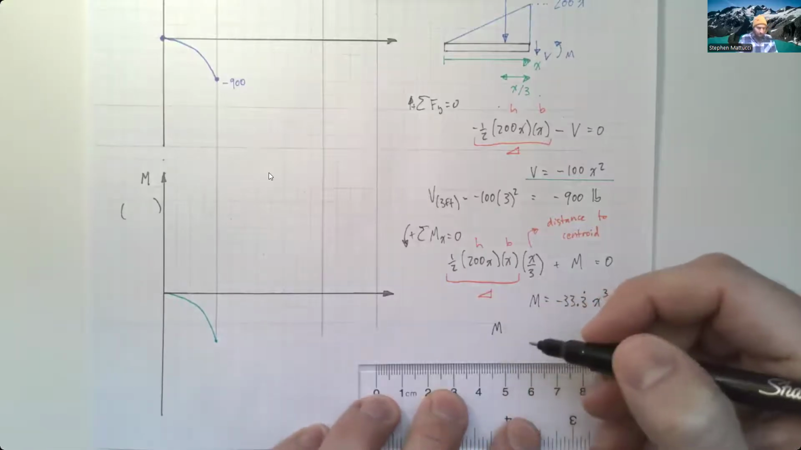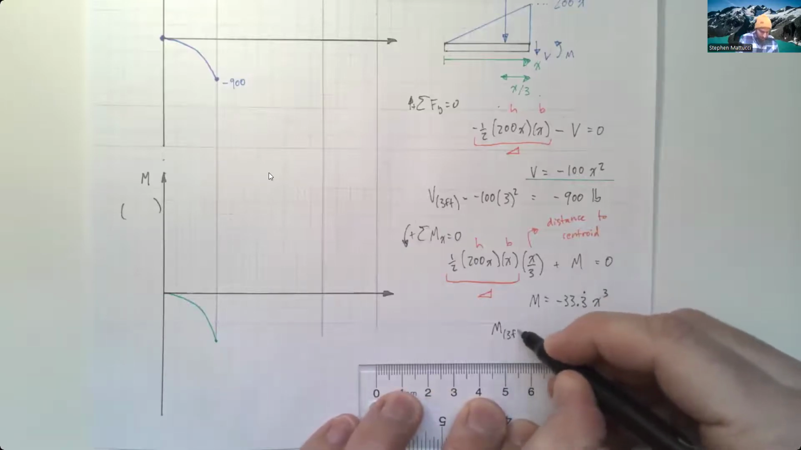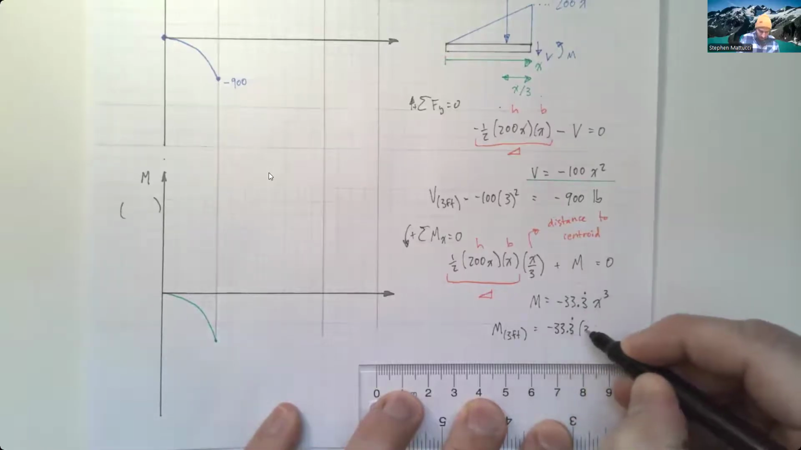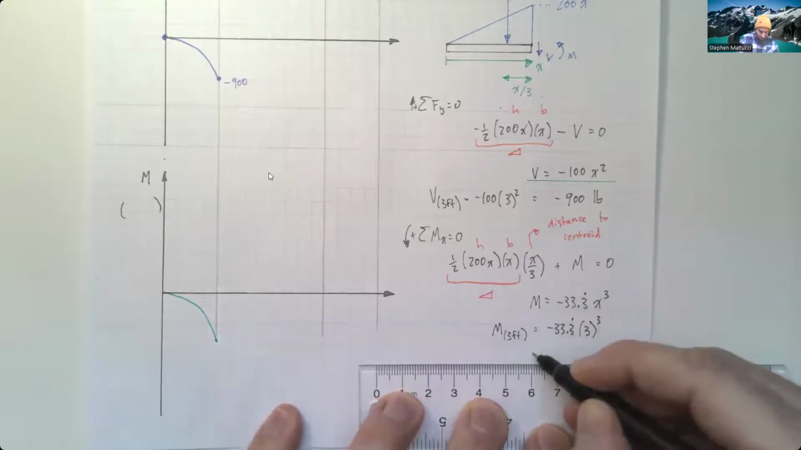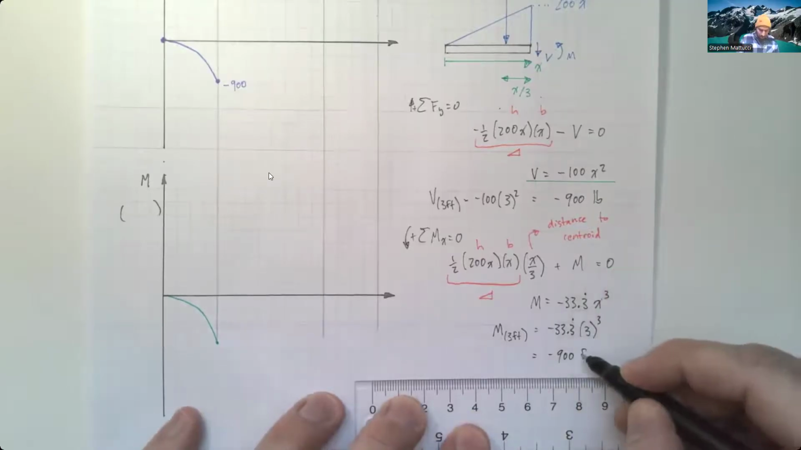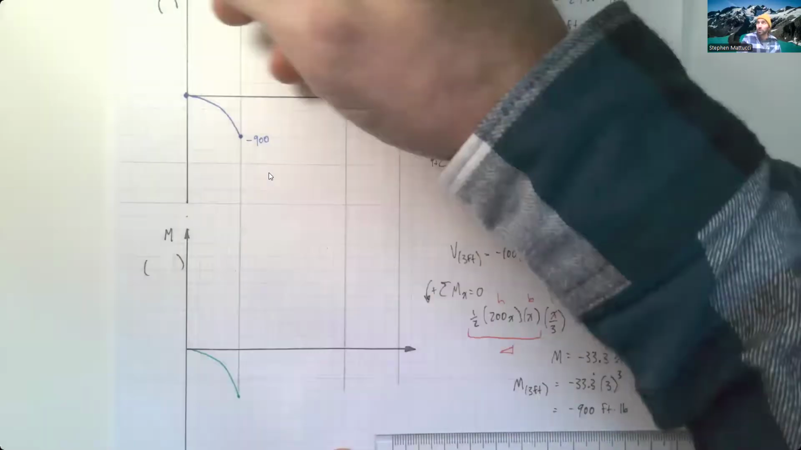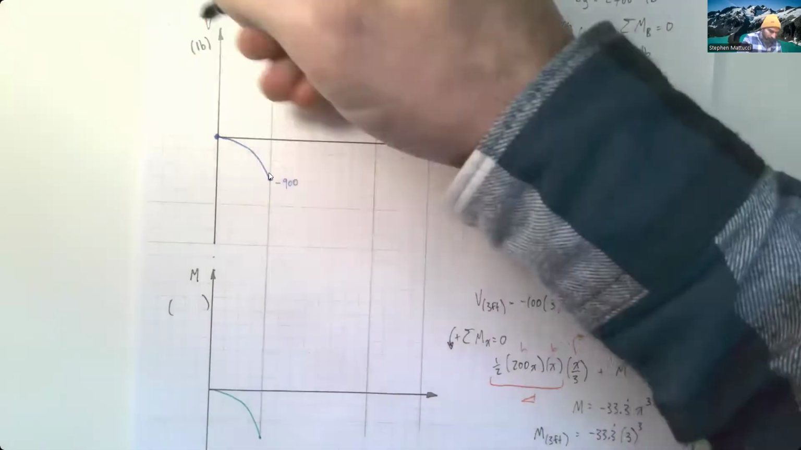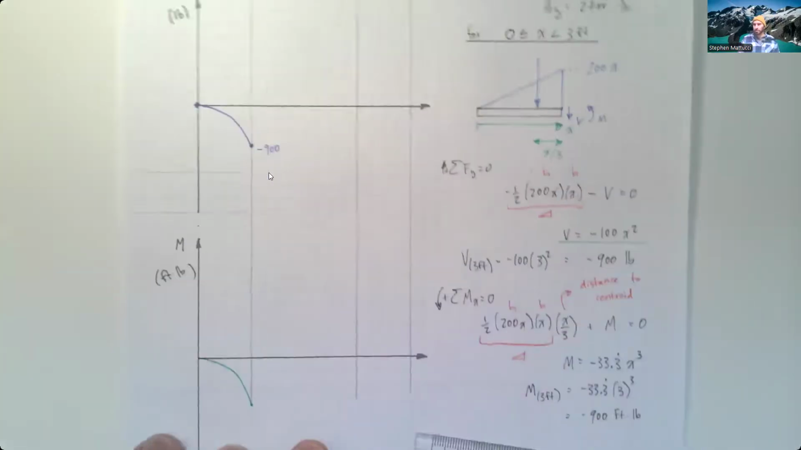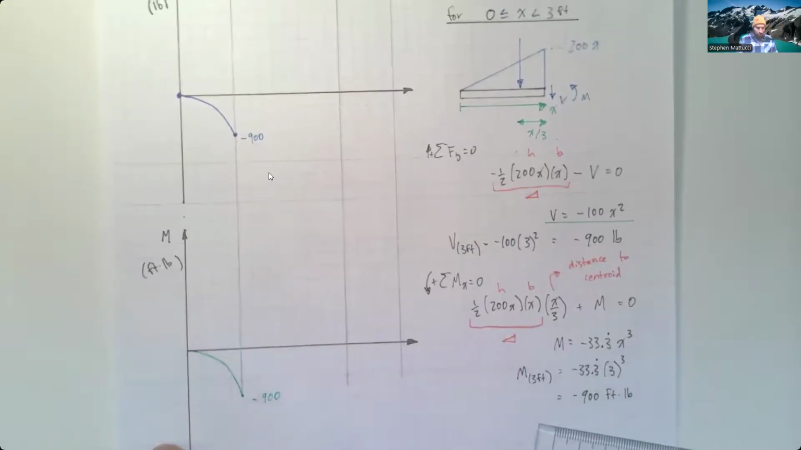So we can solve our moment at 3 feet: negative 33.3 times 3 cubed equals negative 900. And this is going to be foot-pounds, which also reminds me I need to add in these units. Shear up here is in pounds. Moments are going to be foot-pounds. And so I just solved here, this is going to be negative 900 foot-pounds.